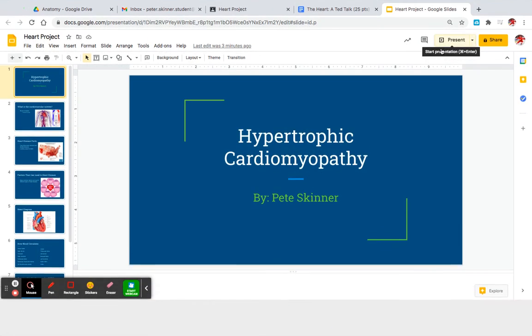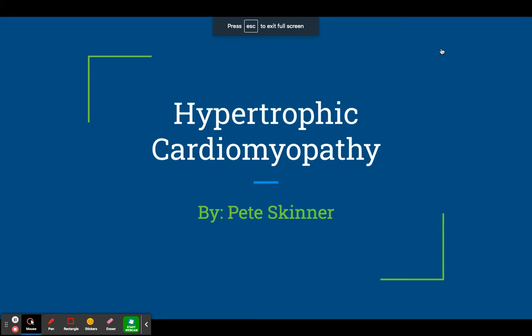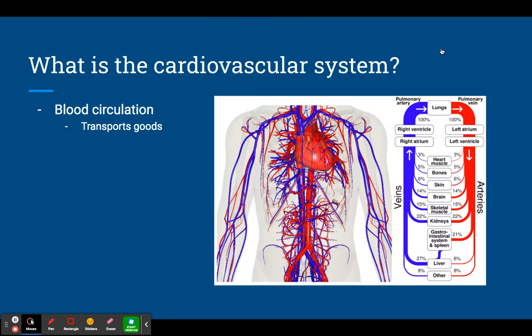So this is my presentation on hypertrophic cardiomyopathy. I'm just going to be calling it HCM when I have to use it. So what is the cardiovascular system? Basically, it pumps blood throughout the body, and it flows all the nutrients that the rest of the body needs. And this includes oxygen, carbon dioxide, glucose, amino acids, anything that the rest of the body needs.